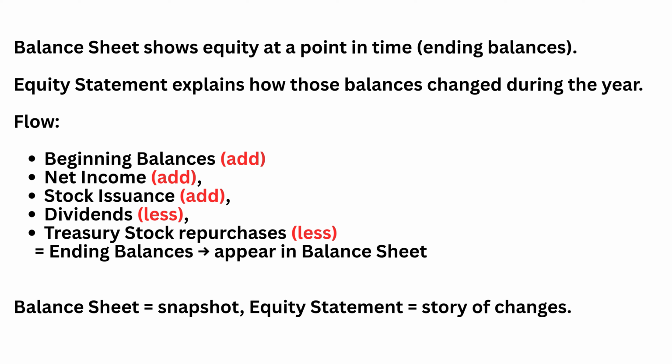3. Stock issuance. If the company issues new shares, the common stock column increases. This is new money that owners or investors have paid to the company in exchange for shares. Example: imagine the company sells new shares to investors.